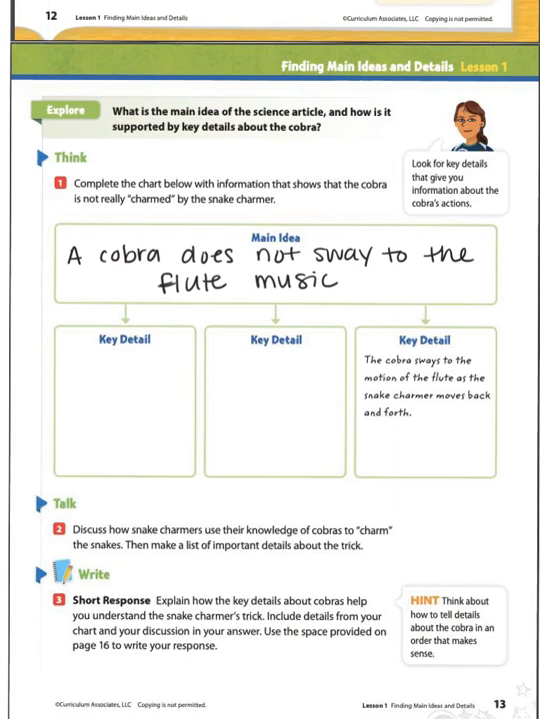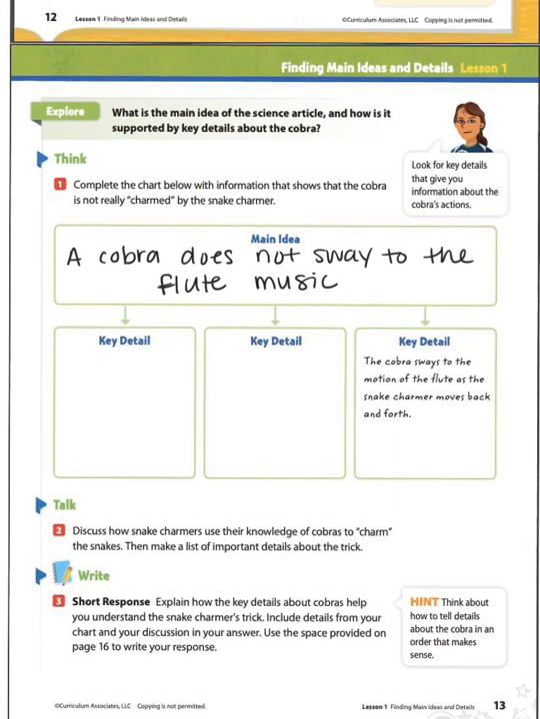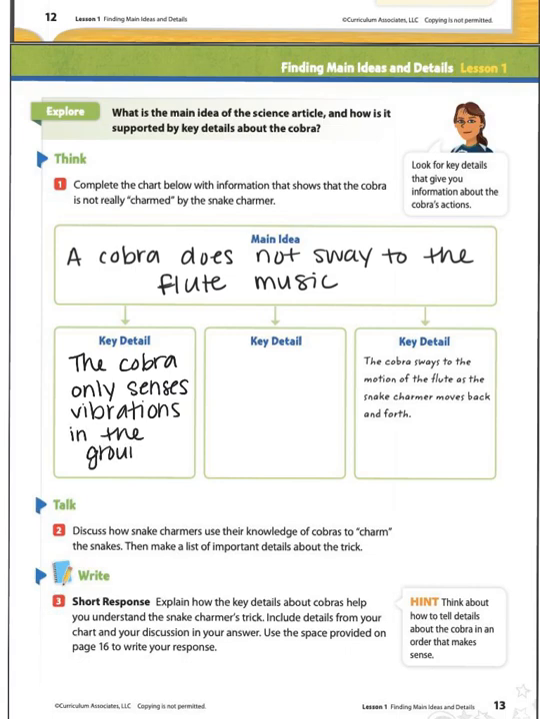Some other key details might be that the cobra only senses vibrations in the ground. So the cobra isn't actually hearing the music, it's just feeling the vibrations. Another key detail is that the cobra tries to get in position to strike the flute, but the flute keeps moving.